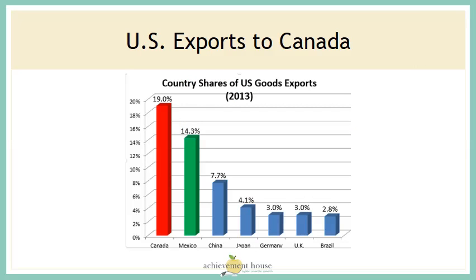So check out this graph. It shows the U.S. exports to Canada. Notice which countries the U.S. exports the most goods to. Canada is number one, followed by Mexico, and this is due to the North American Free Trade Agreement.